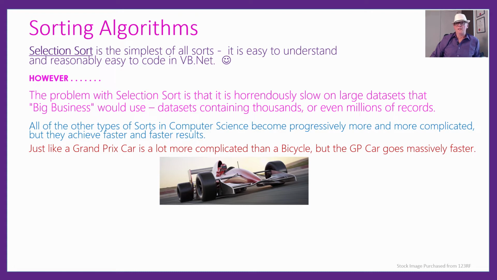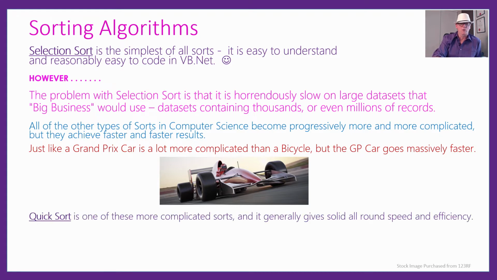So there's many different sorting algorithms in computer science, and some are a lot more complicated, but they get much faster results. Just like a Grand Prix car is an incredibly complicated piece of technology compared with a bicycle, but the Grand Prix car will perform a lot higher and obviously go a lot faster because of that, okay? So that's what you need to realize. It's kind of the same deal with sorts.